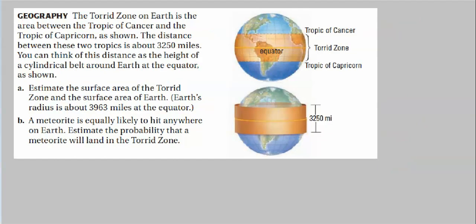Here we have a question about the Earth's torrid zone. If you're not familiar with the torrid zone, that's where all those torrid movies come from. It's a little strip right around the middle of the Earth between the Tropic of Cancer and Tropic of Capricorn.